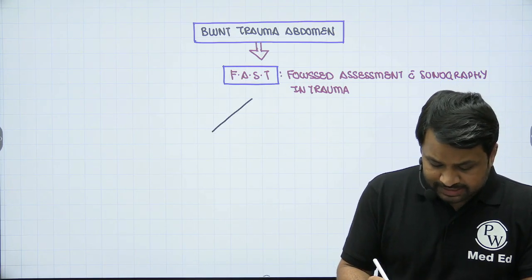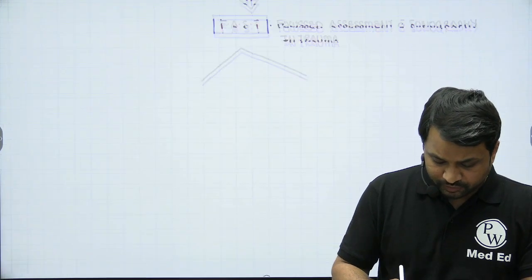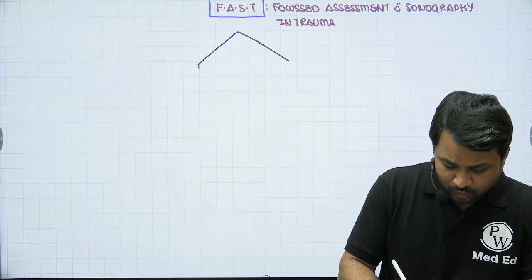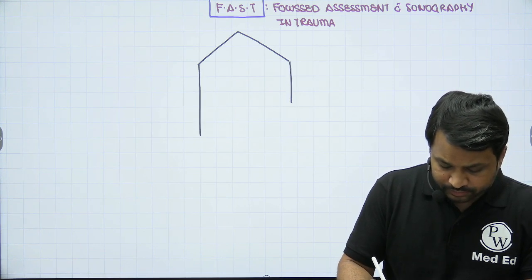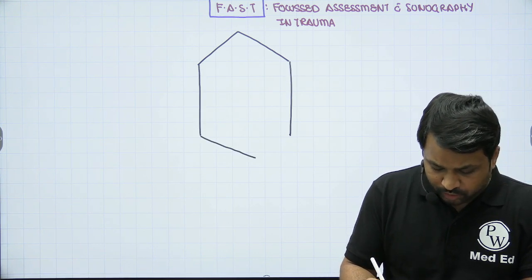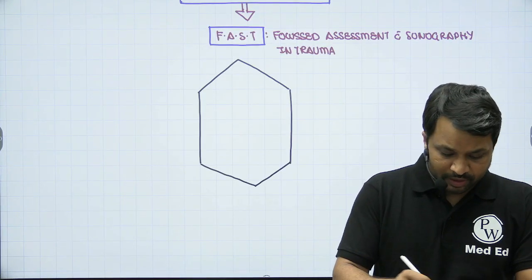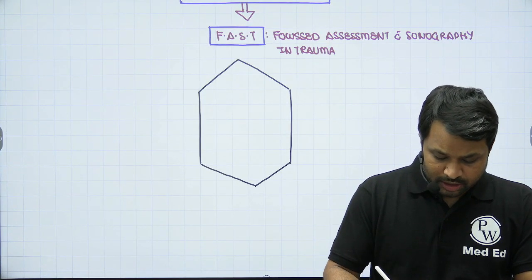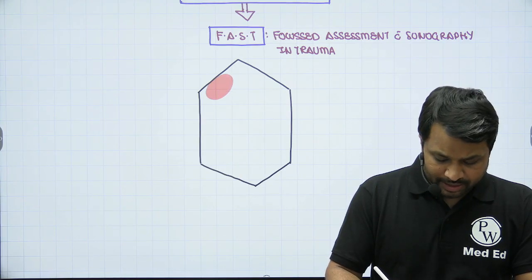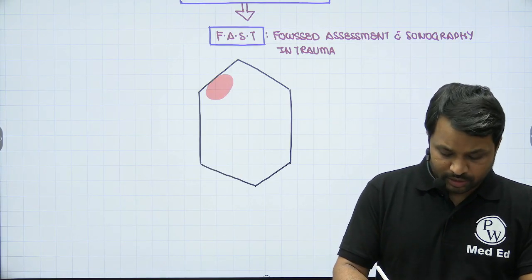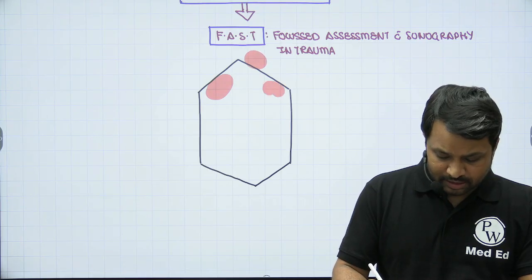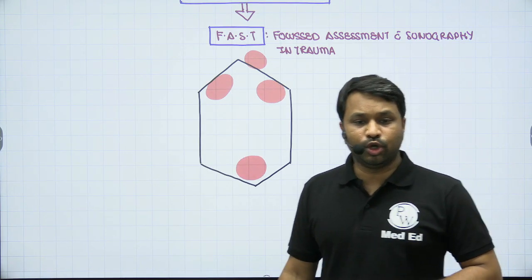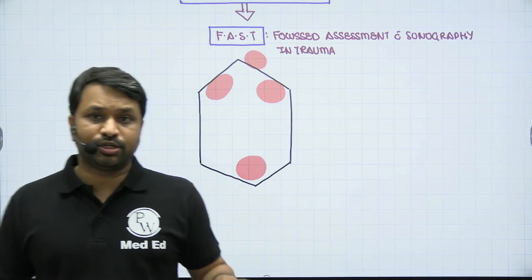So the FAST says that you have to jump right into it and perform a 4P evaluation. What is the 4P evaluation? I give you an ultrasound probe. The first thing you are going to look across is the perihepatic space. The second is the pericardial space. The third is perisplenic. And the last you'll be looking into is your pelvic space. So when I give you an ultrasound, these are the 4 sites.